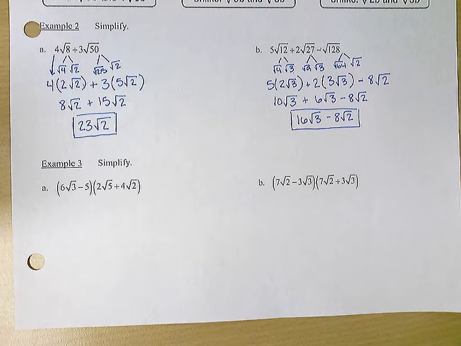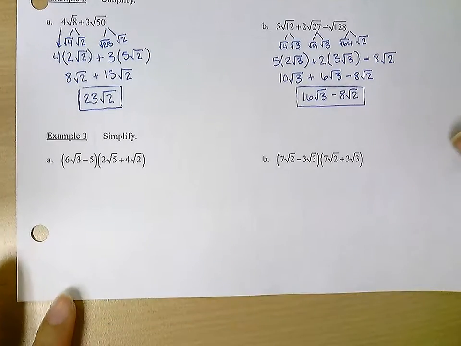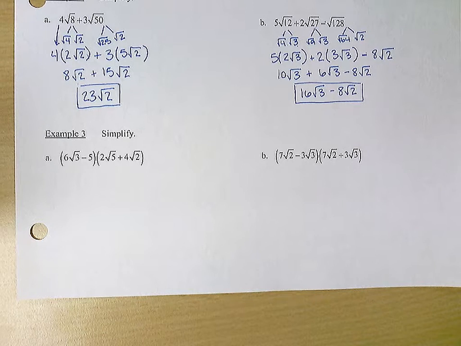Okay, questions on adding and subtracting those radicals? All you have to do is simplify the radical and then see if you can combine any. That's all you're doing for that. All right, then example 3, this is where we're going to FOIL.